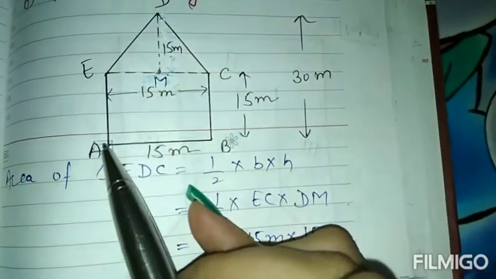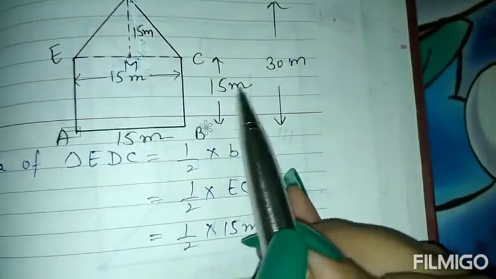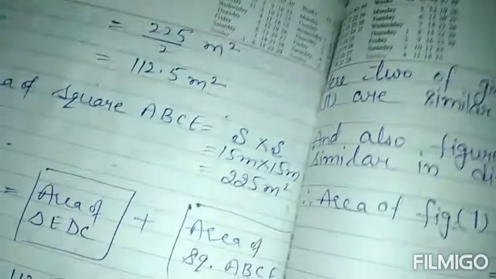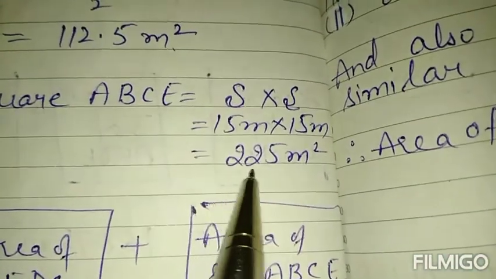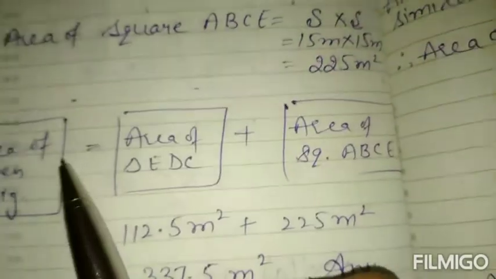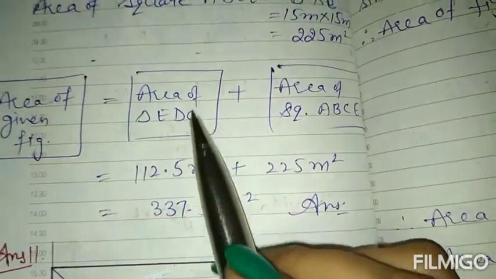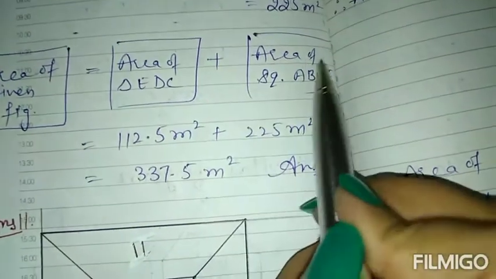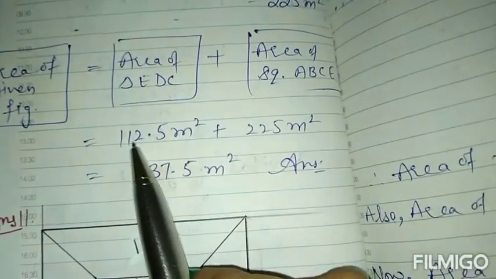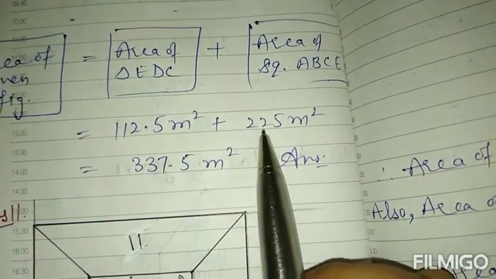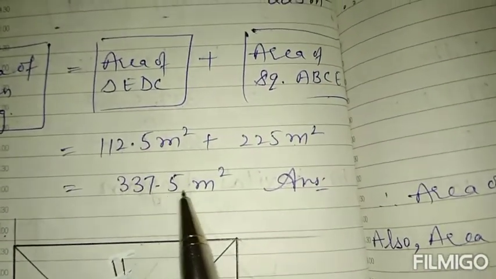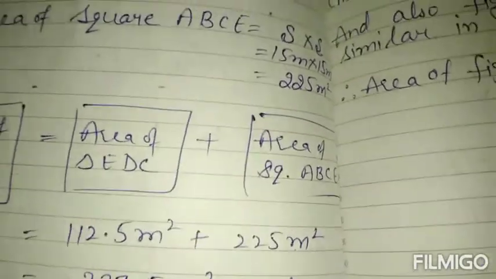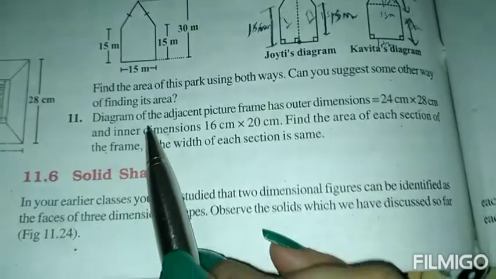Now area of square ABCE, whose side is 15 meter. Then side into side becomes 15 into 15, 225 meters square. And area of given figure equal to area of triangle EDC plus area of square ABCE. 112.5 meter square plus 225 meter square, 337.5 meter square is the answer. And the last question is question number 11.